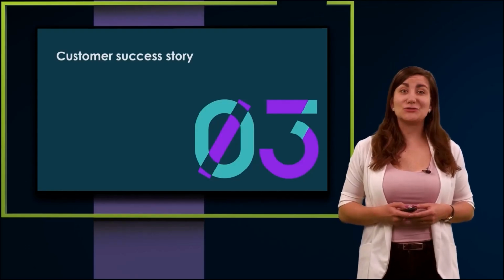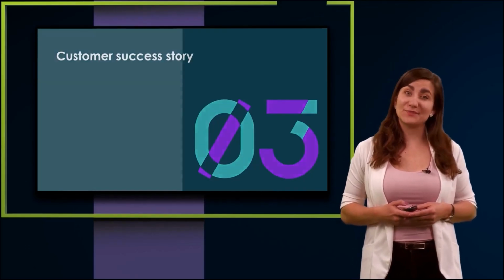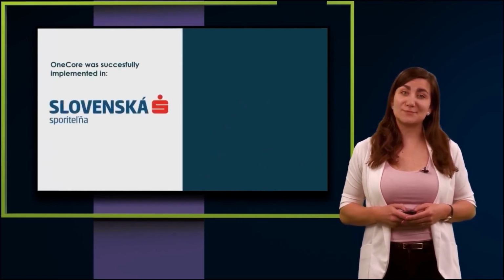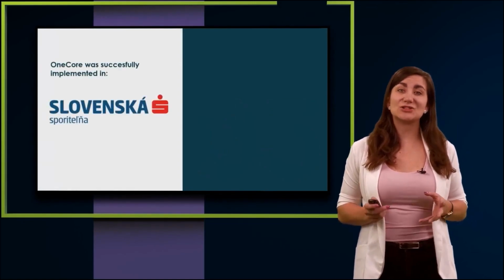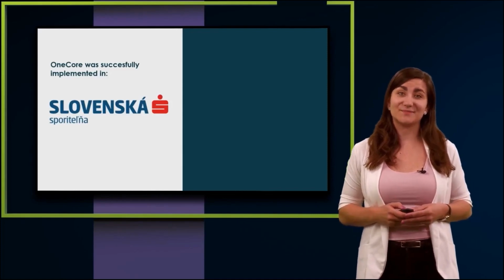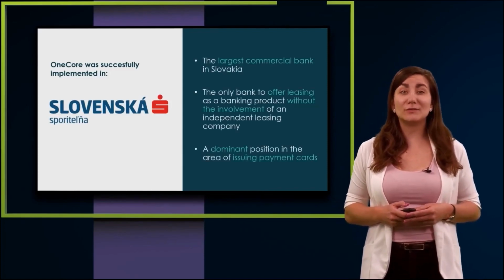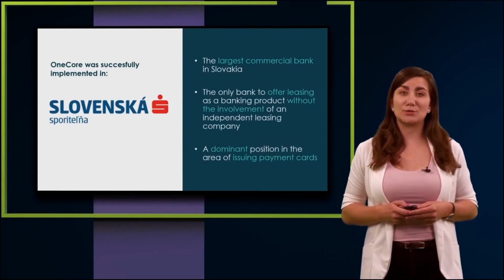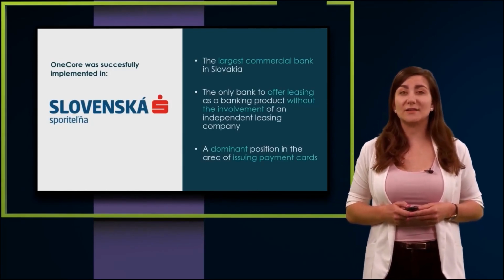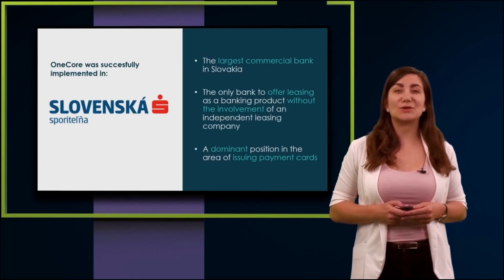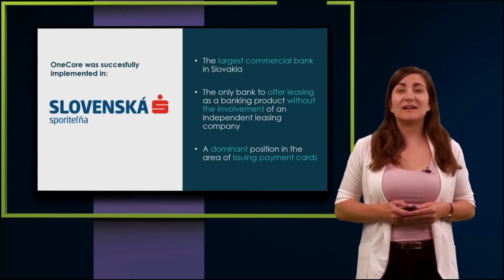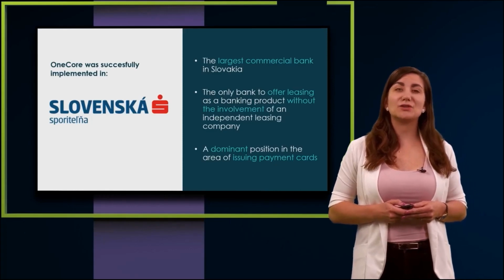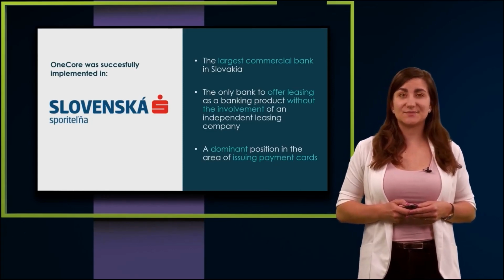I'm very happy to share this success story with you. Our project team delivered OneCore to Slovenská sporiteľňa, which is the largest commercial bank in Slovakia. They are also the only bank in Slovakia to offer leasing as a banking product without involvement of an independent leasing company. And they have a dominant position in the area of issuing payment cards.